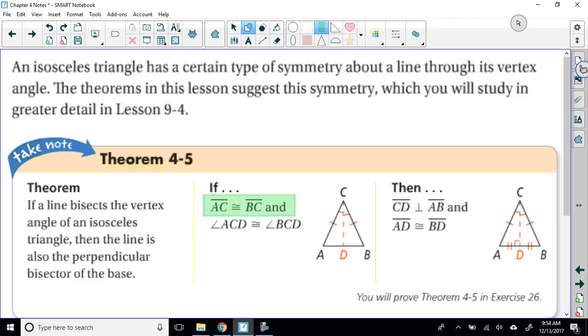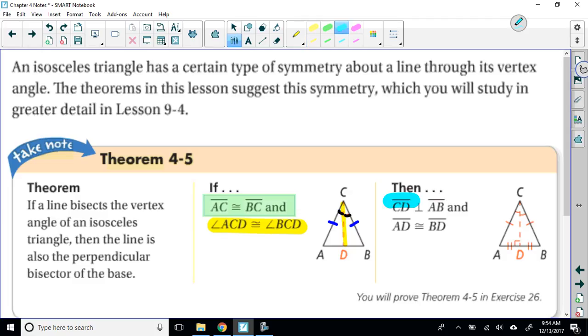So if AC and BC are congruent, that means that we have an isosceles triangle. And then they're saying, okay, also we need to know that angle ACD and angle BCD are the same. Because of this statement, that's kind of telling us that CD is the bisector. So then what can we conclude?